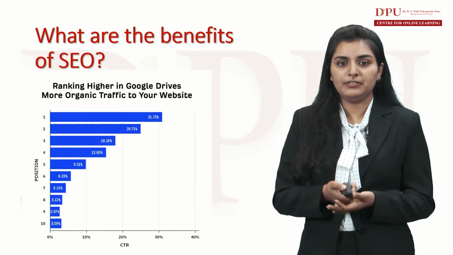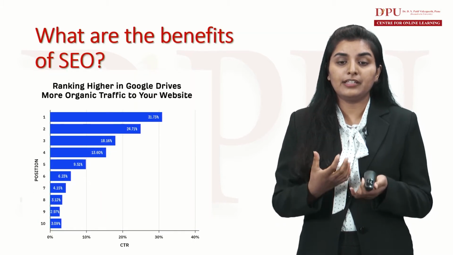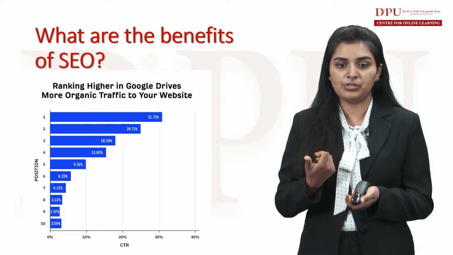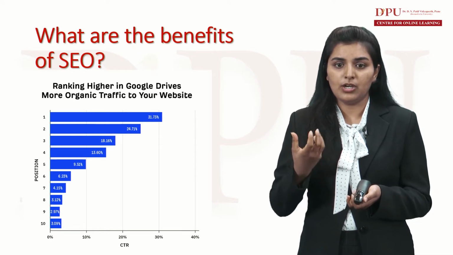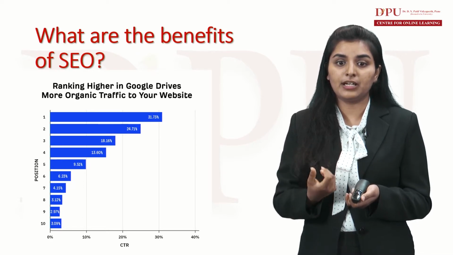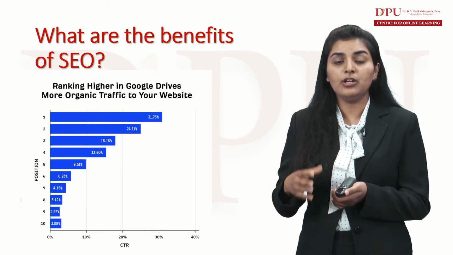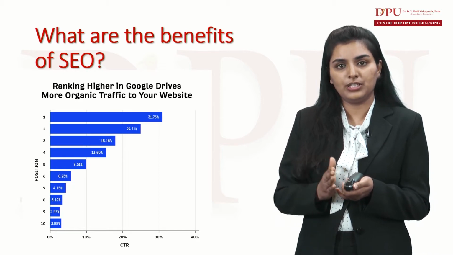What are the other benefits? So as you get to see, higher ranking in Google drives more organic traffic to your website, and as I've told you, right, you would see that here 31.7% of the traffic is coming organically to your website. Why? It is because you have done your SEO well. So that is how things are moving.